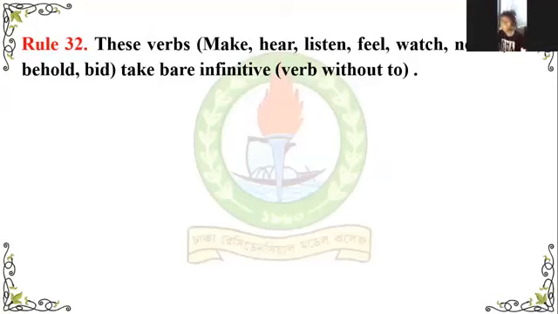Here you see rule 32. This verb make, hear, listen, feel, watch, notice, see, behold, bid, take bare infinitive. That means without to. The base form, you know, infinitive is to plus the base form of a verb. So here you see this verb will take only verb. That means without to, we have to use the verb.